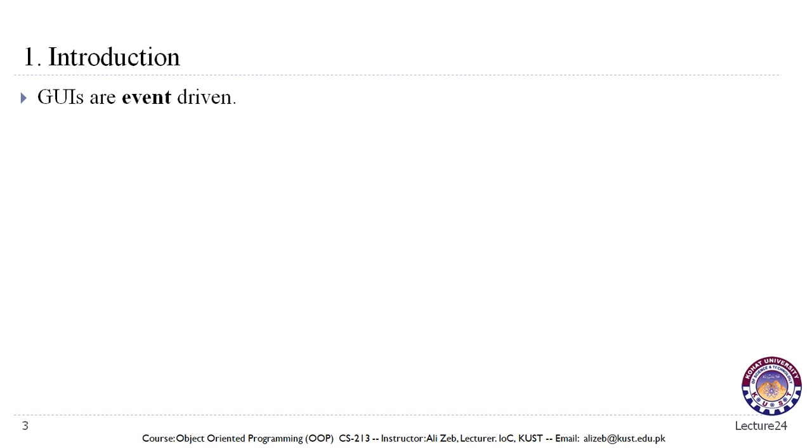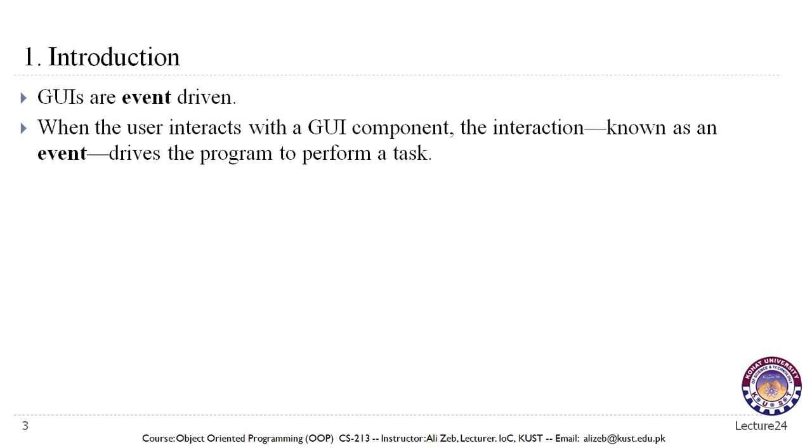So we understand that graphical user interfaces, or GUIs, are event driven. The interface waits for a response from the user, it waits for a click from the user, or for the pressing of an enter key or a button, and then it will respond according to what we have coded behind that object on the screen. When the user interacts with the GUI component, the interaction, known as an event, drives the program to perform a task.